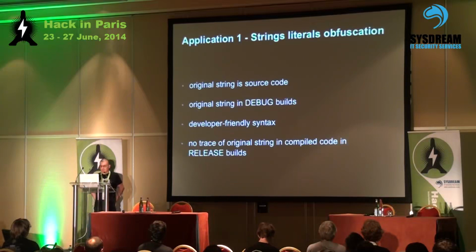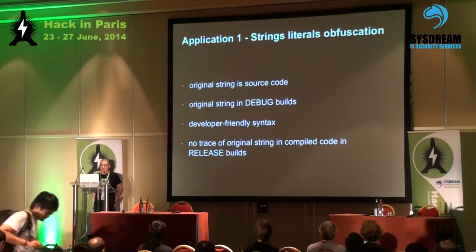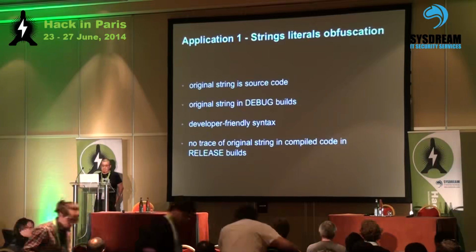This is my goal. With my implementation, I wanted to have the original string in the source code. Otherwise, it's too difficult to manage and to debug. The original string has to be in the debug builds, but has to disappear completely from release builds. And I will show you how to implement this with metaprogramming.